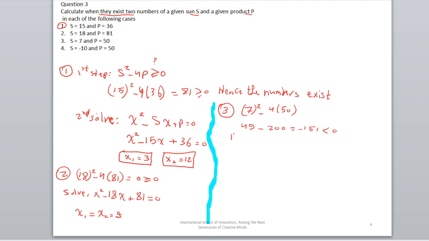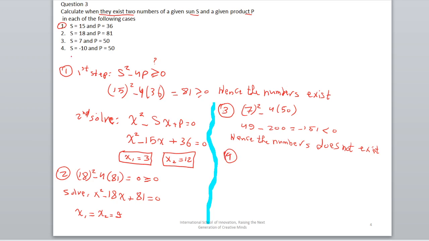Hence the numbers that he's talking about, whose sum is 7 and whose product is 50, do not exist. Finished. Now for number 4, stop here, because the numbers do not exist. Don't write x square, don't solve it, don't do anything.